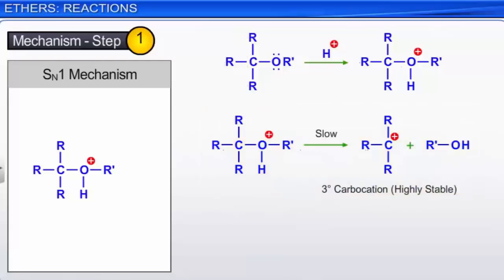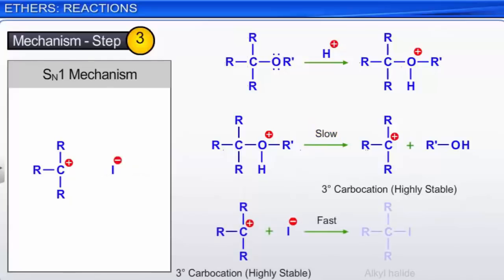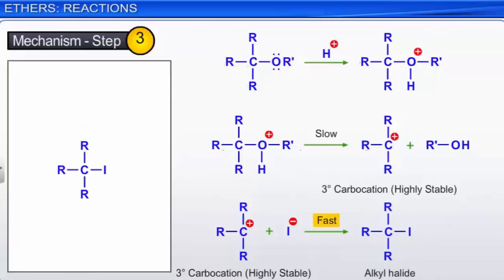In step 2, the dialkyl-oxonium ion forms a carbocation as the less substituted alkyl group leaves. Notice that there is only one reactant in step 2, which is the slow step of the reaction. Then, in step 3, the carbocation attacks an iodide ion and results in the formation of an alkyl halide, which is the fast step of the reaction. Hence, the reaction is a unimolecular nucleophilic substitution reaction.